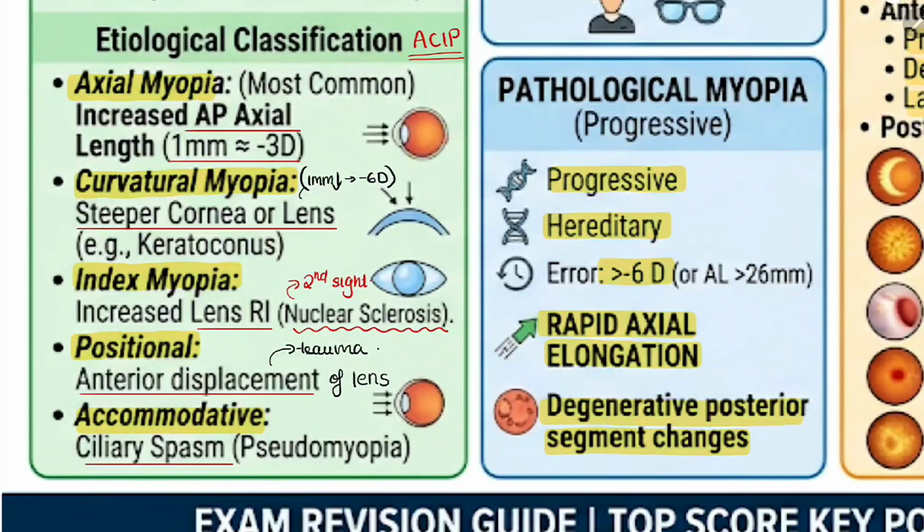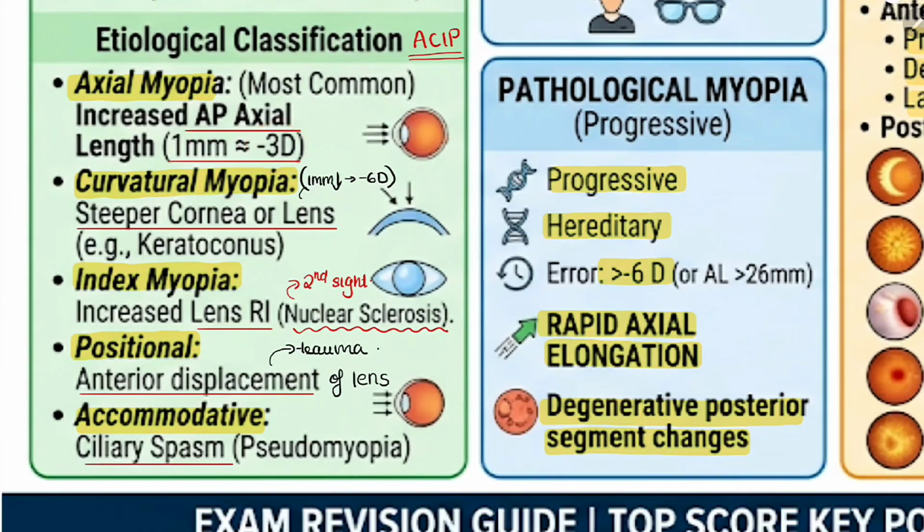What is ACIP? Axial myopia, curvature myopia, index myopia, positional myopia and accommodative myopia. Axial myopia is the most common type of myopia where we can see increased AP, that is anteroposterior, axial length. We have to remember that every 1 millimeter increase in this axial length will cause -3 diopter myopia. So that is axial myopia. We can see that the axial length is increased, and 1 millimeter increase will give 3 diopter myopia.